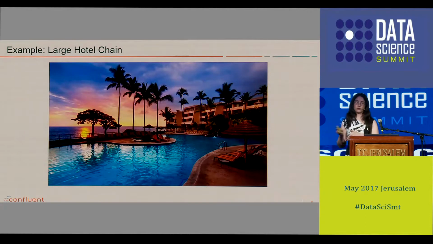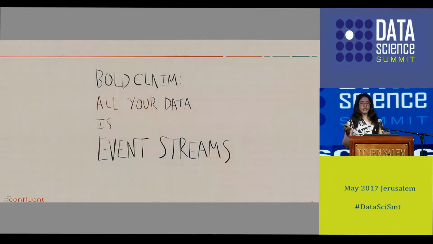So I'm going to walk through an imaginary large hotel chain. I worked with about three of those in the last year, so I've seen a lot of hotel-related examples. And those hotels have a lot of data. When I show up, I tell them, all your data is streams of events, every single bit of it. When people go around your website and look at different hotels, definitely events, right?